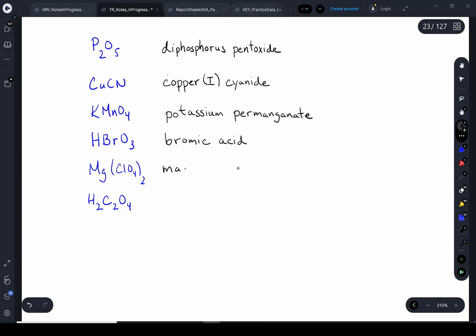The next one, magnesium only makes one charge, so it's just magnesium. And ClO4, well, we know ClO3 is chlorate, so ClO4 minus would be perchlorate. Very good.